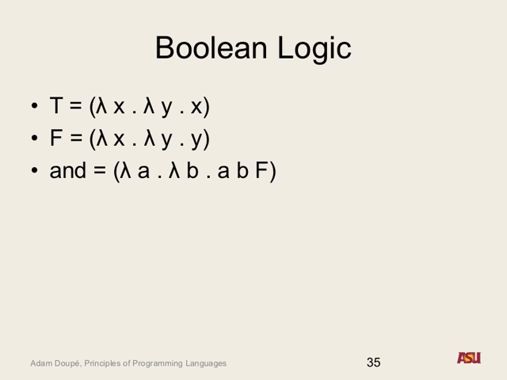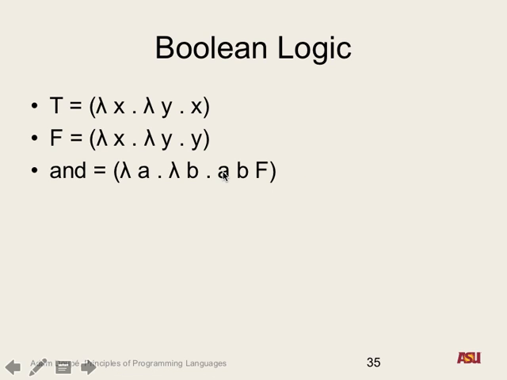Okay, so we saw that we can define and like this. And, just like our normal and function, takes in 2 parameters, a and b. And what it does is it applies a to b to f. So let's think about exactly what this does. And should only return true when both a and b are true. So let's look at this here. It's going to be a, b, f. So the first parameter applied to the second parameter, and then f following it.